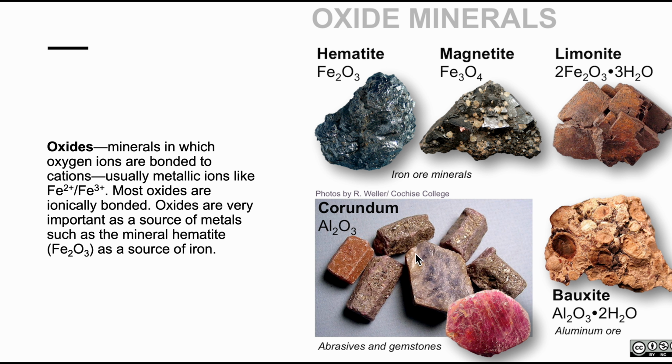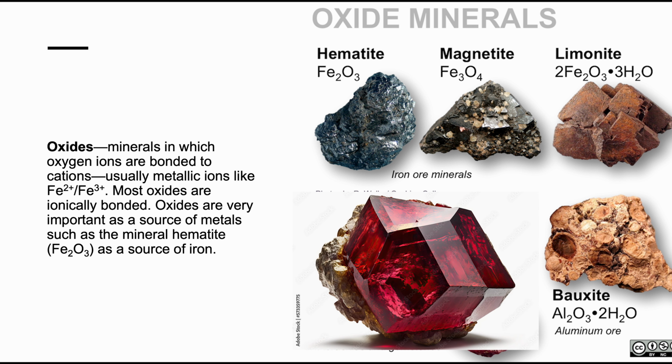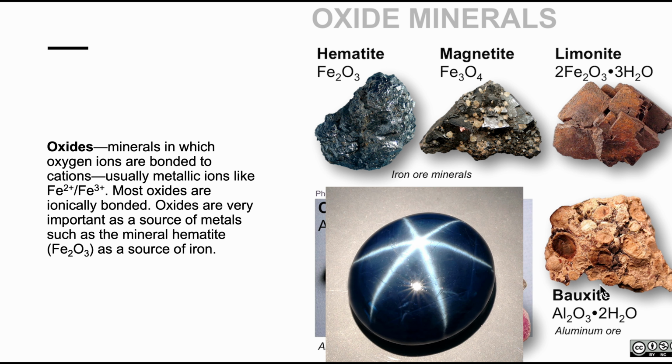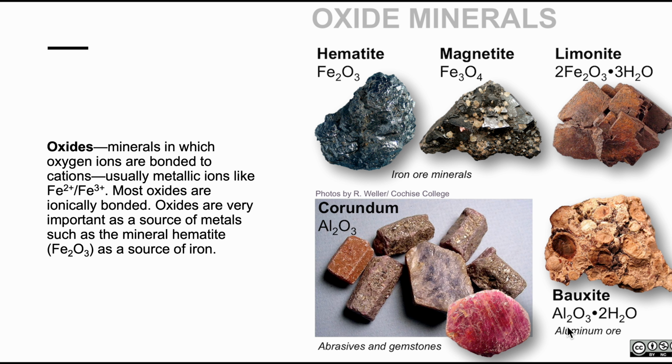Corundum is a very hard aluminum oxide that in some cases has a gem quality variety called ruby. In other cases it has a gem quality variety called sapphire. And bauxite is one of our more important sources of aluminum ore. It's an Al2O3 with water, so it's a hydrous aluminum oxide.